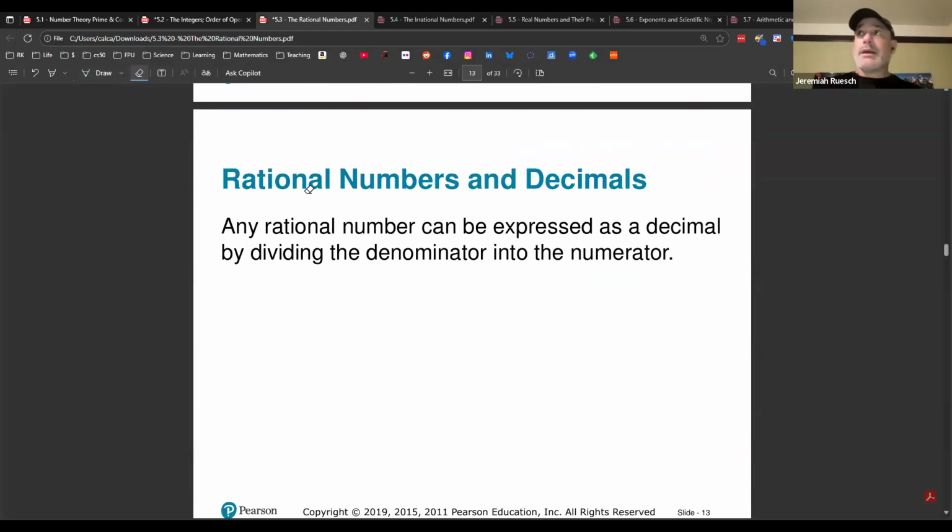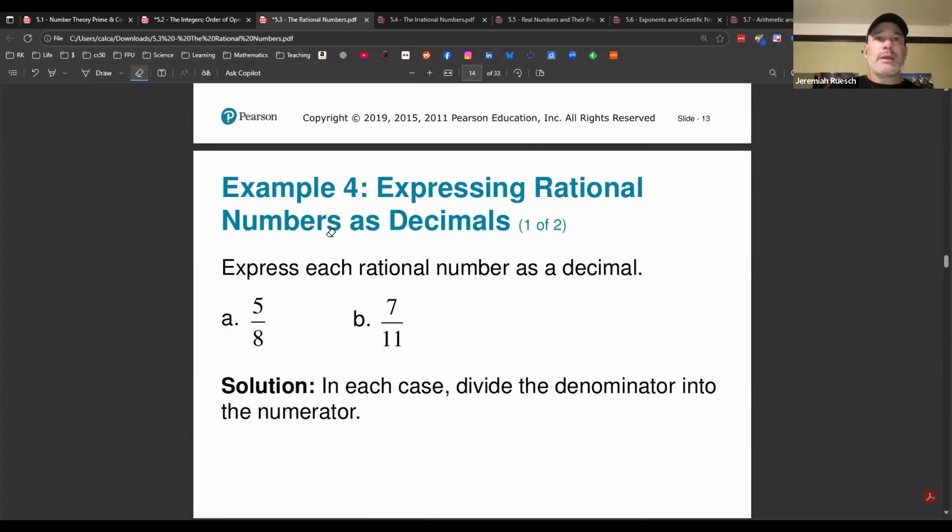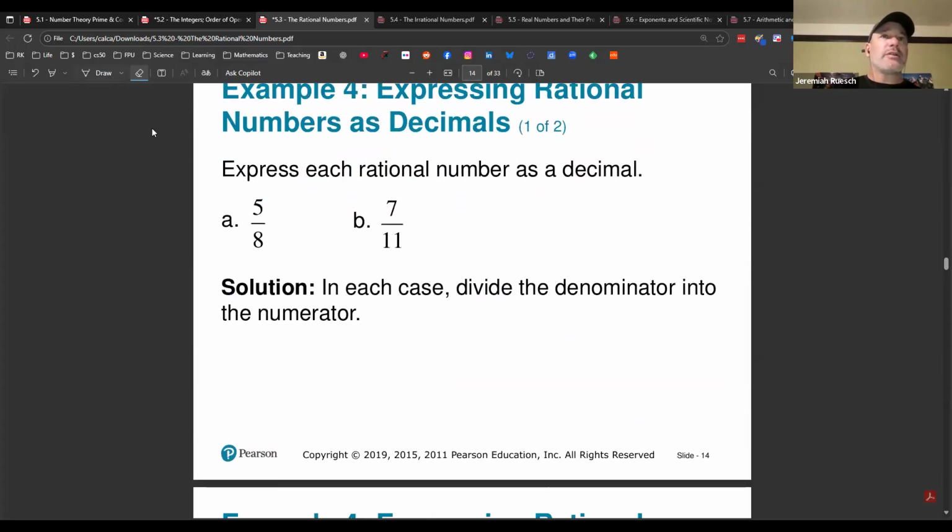Let's look then at this next part, rational numbers and decimals. Any rational number can be expressed as a decimal by dividing the denominator into the numerator. Okay, which is what we were just doing. But if we did that in the traditional sense, I'll do 8 into 5. So to convert this into a decimal, take 8 into 5, and then go, okay, well, 8 doesn't go into 5. So I'm going to add a decimal.